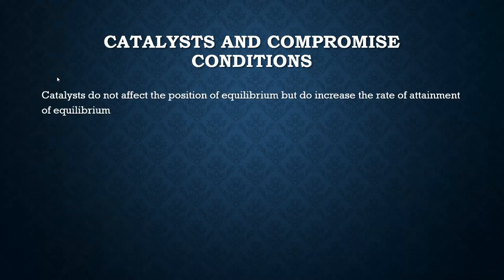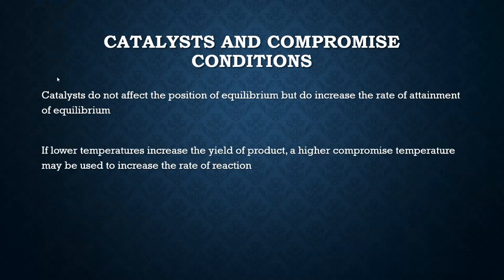Okay, so catalysts don't affect equilibrium position, but they do increase the rate of reaction, so they increase the rate of attainment of equilibrium. And in some cases, low temperatures will increase the yield, but you don't want to use a very low temperature because that will lead to a slow rate. So you use a slightly higher temperature to increase the rate.